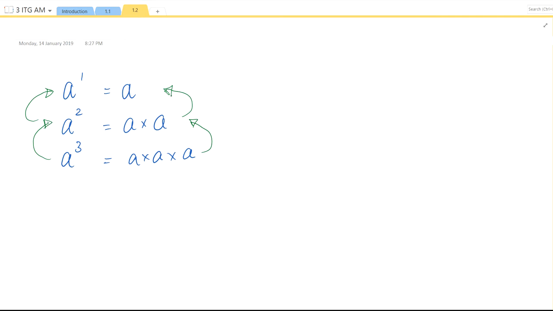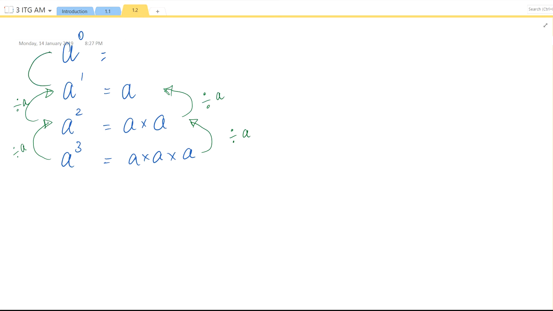When we move backwards, we see that the number of times we multiply by a reduces by 1. So it is actually a division by a, isn't it? So over here, it is a division by a. Another division by a. Another division by a. So then what actually happens when I have a power 0? Let's leave this as a blank first.